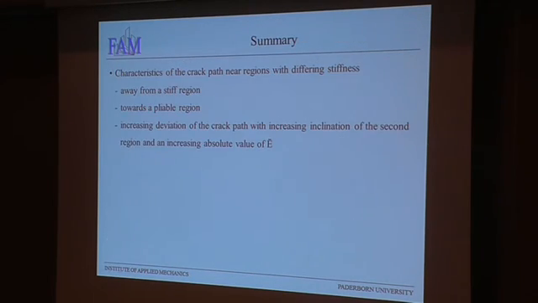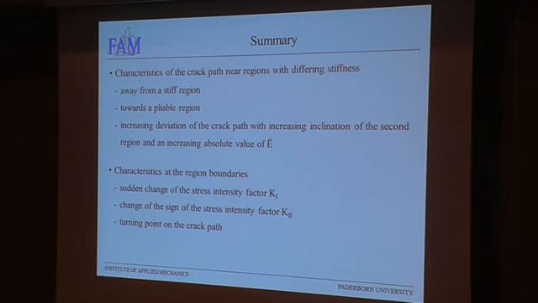Let me summarize my results. The characteristics of the crack path near regions with different stiffness are that the crack grows away from a stiff region. It grows towards a pliable region. We have an increasing deviation of the crack paths with increasing inclination of the second region and an increasing value of the stiffness mismatch. And at last, the characteristics at the region boundaries: we have a sudden change of the stress intensity factor K1, we have a change in the sign of the stress intensity factor K2, and we have a turning point on the crack path.